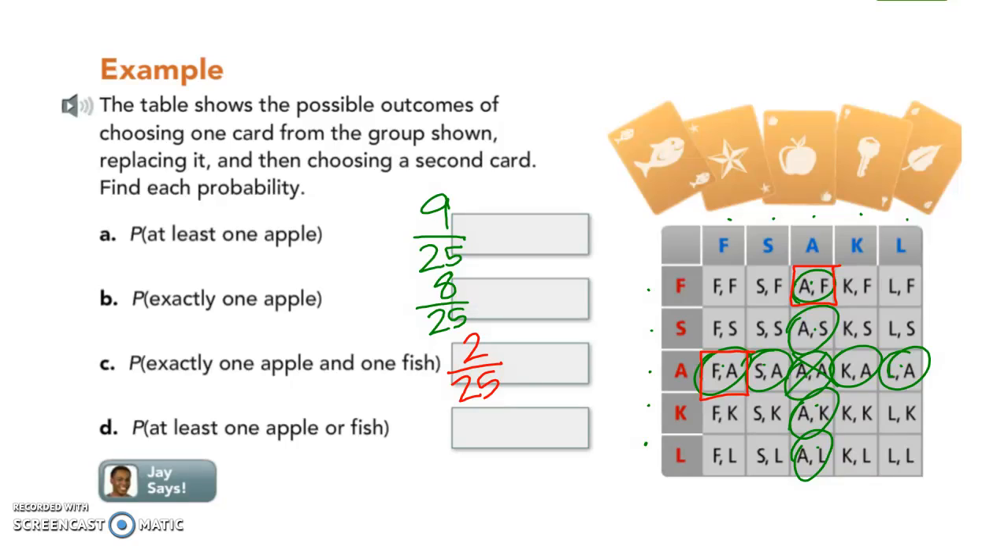And then at least 1 apple or fish. So now I can have 1 apple or fish. So I'm going to have the 9 that I already had. Those all had apple. And then I'm going to add to that the fish, the F. So F, F, F, F, F, F, F, and count 1, 2, 3, 4, 5, 6, 7, 8, 9, 10, 11, 12, 13, 14, 15, 16 out of 25.